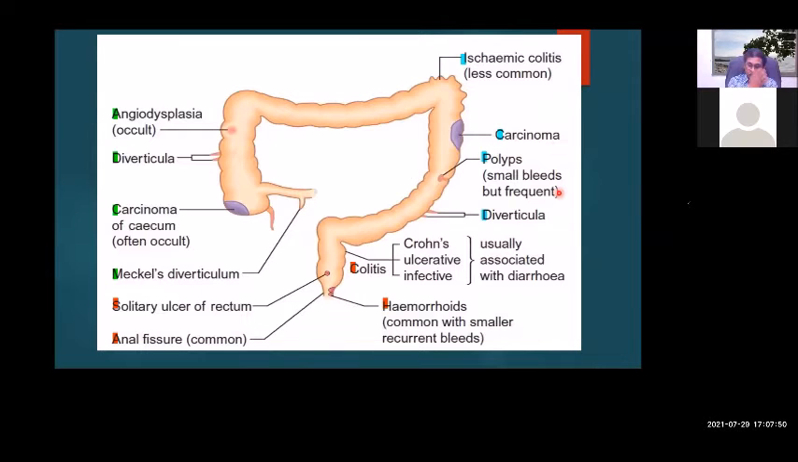On the right here, highlighted by this blue color here, are the 4 common causes of bleeding from the left side of the colon: ischemic colitis, carcinoma of the descending colon, polyps of the descending colon, colonic diverticula involving the sigmoid, and at the terminal end of the rectum and the anal canal, you have solitary ulcer of the rectum, anal fissures, hemorrhoids, which are common, and inflammation of the rectum and the colon, which can be either Crohn's disease, ulcerative colitis, infective causes, or radiation colitis.